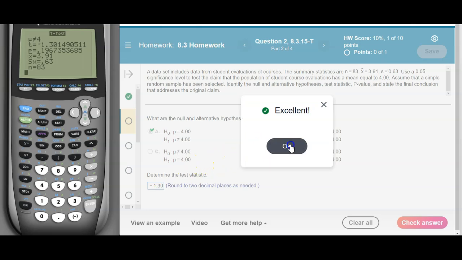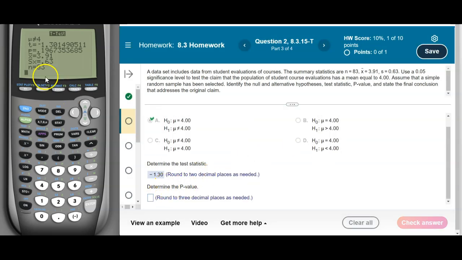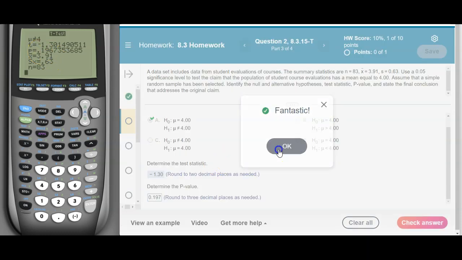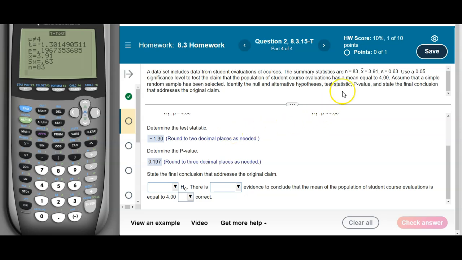The next thing I want to know is the p-value. Just like with the one prop z-test, that's right below it. So there is my p-value. To three places, that's 0.197. And then once you know your p-value, you're going to compare that to alpha. Alpha is 0.05. So is 0.197 less than alpha? Is 0.197 less than 0.05? No. So I'm going to fail to reject the null hypothesis.